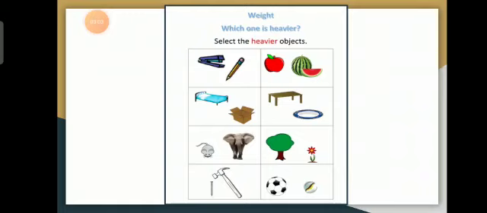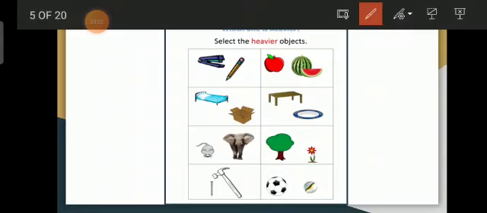Now on this slide, I will circle the heavier object. There are two objects. I will circle the heavier one, which has more weight. Now look carefully. Stapler or a pencil? What do you think? Which object is heavy, stapler or a pencil? Yes, stapler.